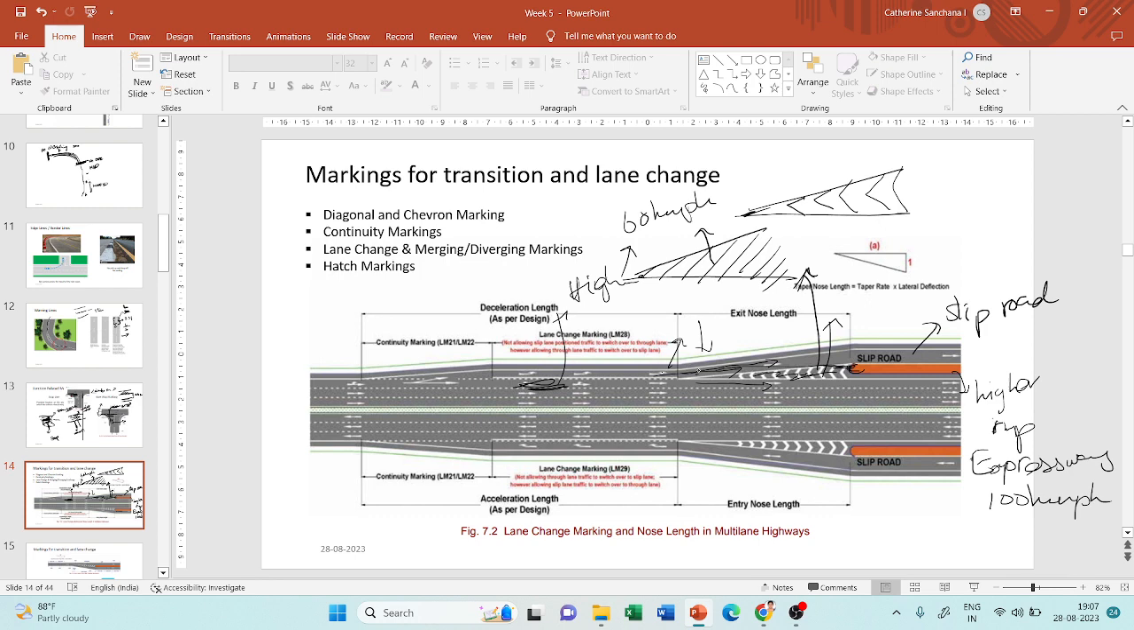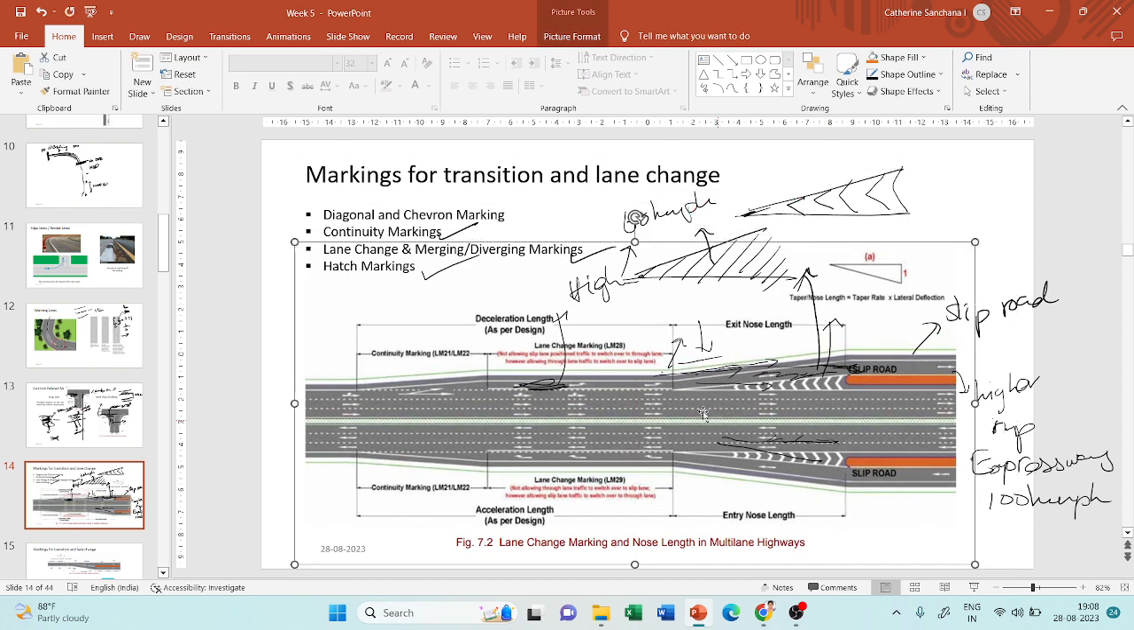So you're adding a lane in between. An additional lane is added, for which the width of the carriageway will increase, and for that they will provide diagonal or chevron markings. It helps you make the transition smoothly, and also for changing your lane, right? Even this figure clearly shows you. Other types of markings are continuity markings, lane change and merging or diverging markings, and hatch markings. Most of this we can see in this figure.